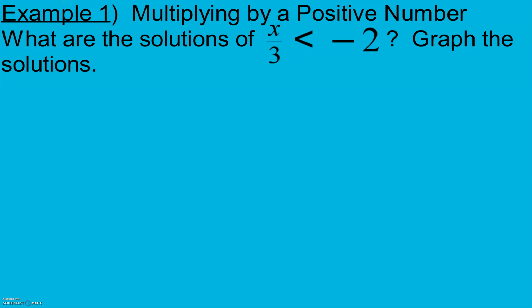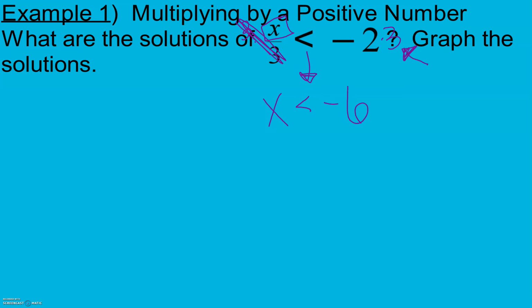In example 1 here, we check what is happening to my x right now. It's being divided by 3. We get rid of division by multiplying. Whatever I do to one side, I still do to both. So 3 divided by 3 is 1 times x gives me just x. Since I multiplied by a positive 3, I keep my inequality. And I get negative 6.